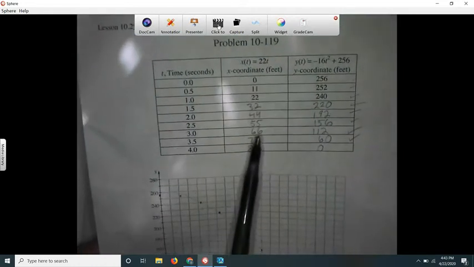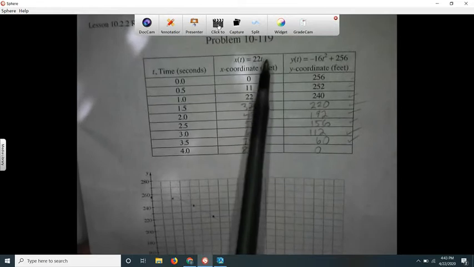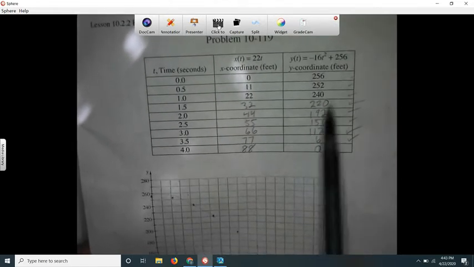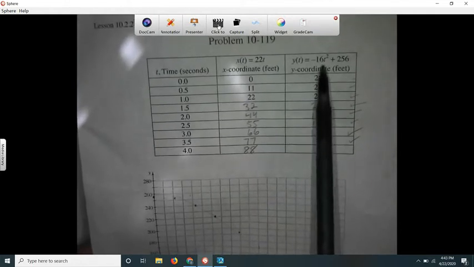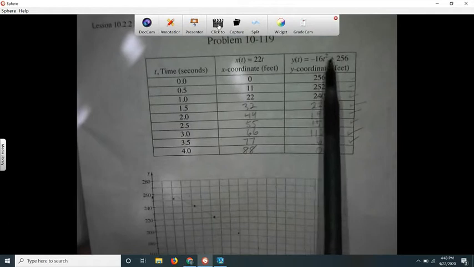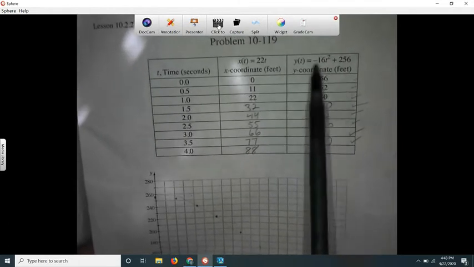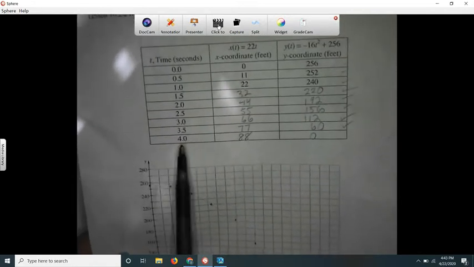Hopefully you can see that all I'm doing is plugging in a 4 there. 22 times 4 is 88, and then plug the 4 in here. Oh, this ended up zeroing out, because 4 squared is 16, and 16 times 16 is 256, and negative 256 plus 256 is 0.